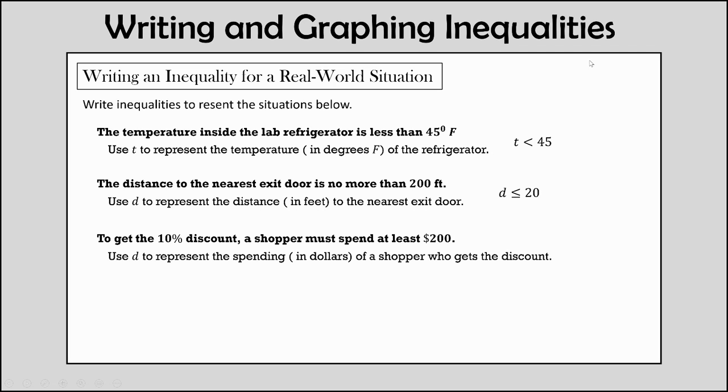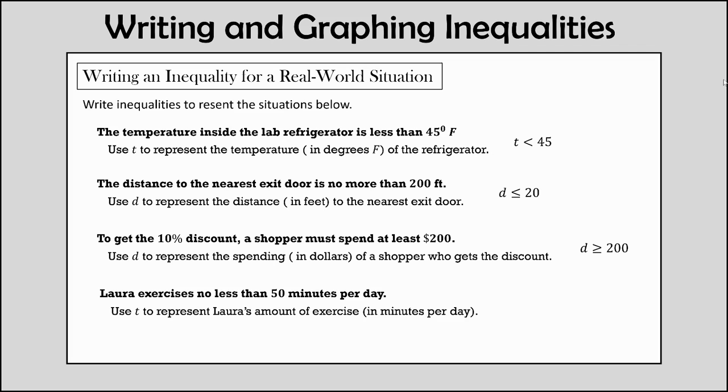To get the 10% discount, a shopper must spend at least $200. So you got to see that as the minimum you can spend is 200, but it's got to be 200 or more. So D is the amount we're spending. So D has got to be greater than or equal to 200. Okay. You got to spend at least $200. So that's 200 or more.